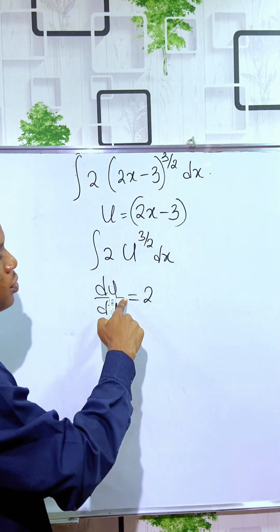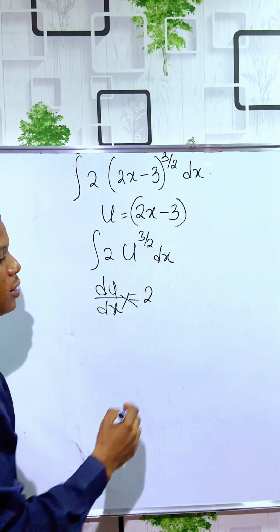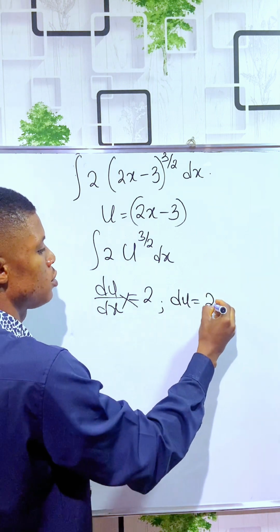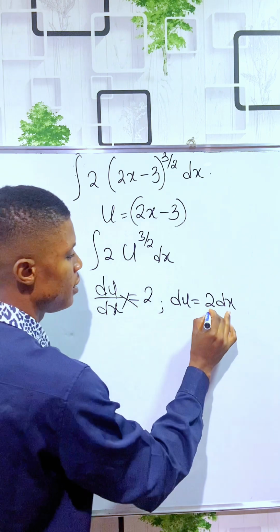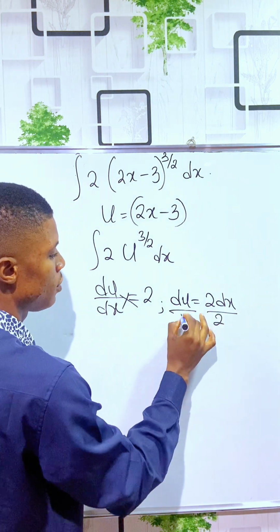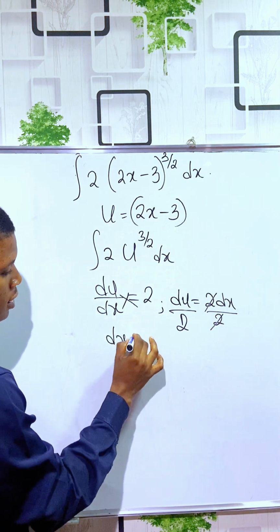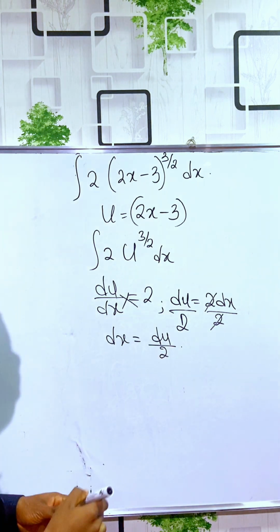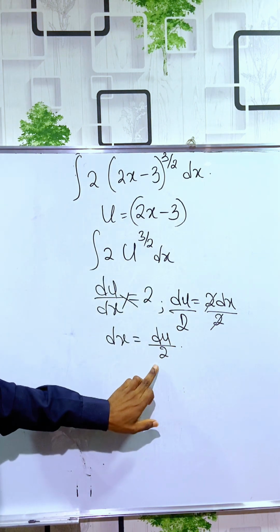So the next step is to make dx the subject of the formula. To do that, we cross multiply. You see we have that du is equal to 2 dx. Then to get dx, we divide through by 2 on both sides. If you divide by 2, you see that dx is actually du over 2. So we have arrived here. Then we plug in dx to be du over 2.